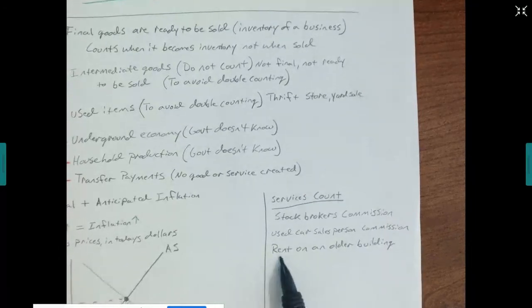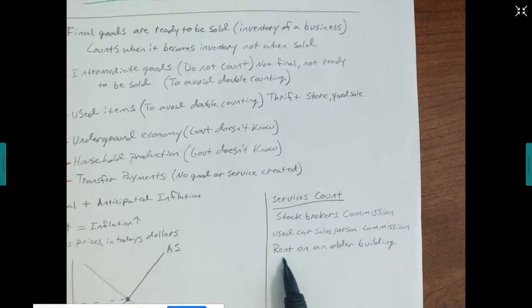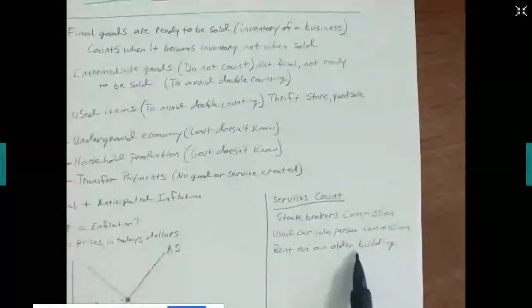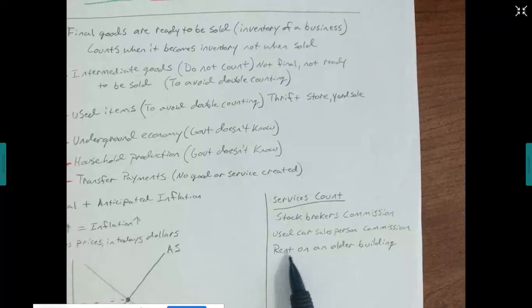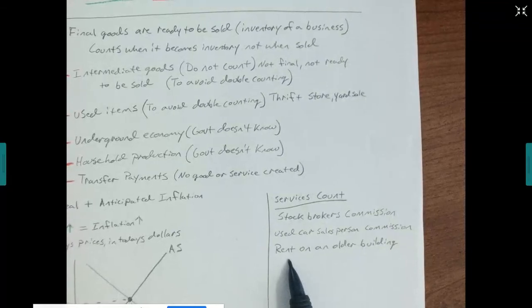Rent is also an example of a service that is used for that year, even if the building itself is from many years ago. The rent for that year is a service and it counts towards that year's GDP.